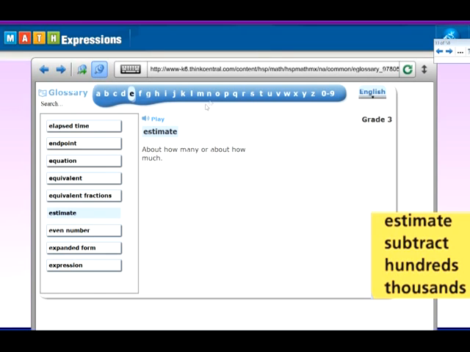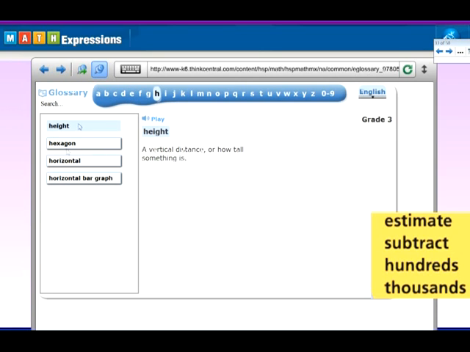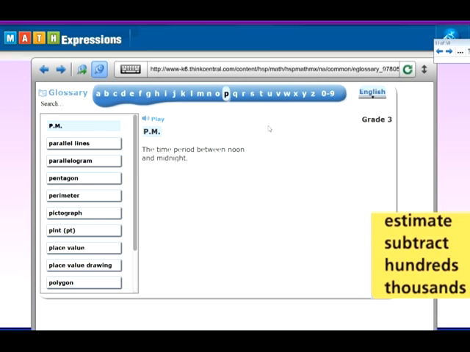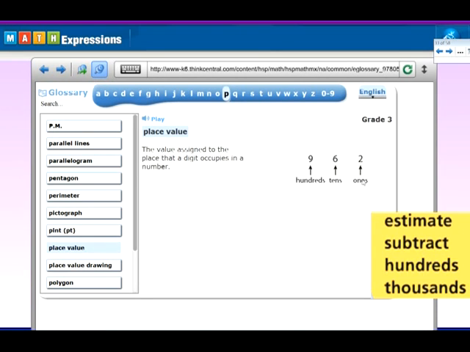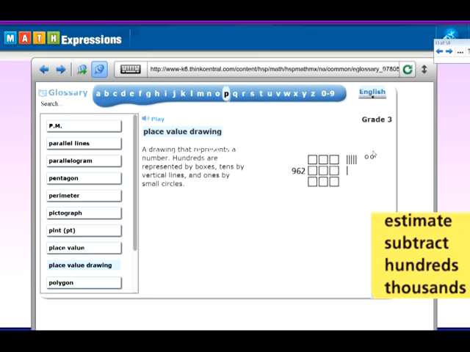Hundreds and thousands. If you look at H, there is no hundreds, but if we look at place value, we can see where the hundreds is at. Place value: hundreds, tens, and ones, and it goes right in order. So 962 is the value assigned to the place that a digit occupies in a number. If we look at a place value drawing, we can also see how important that is. We have 2 ones, 6 tens, and 9 hundreds. So the drawing represents this number.